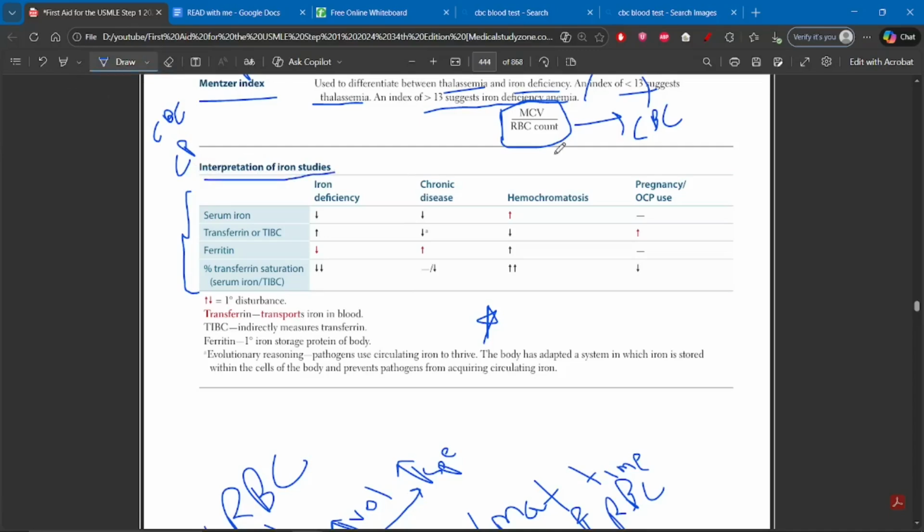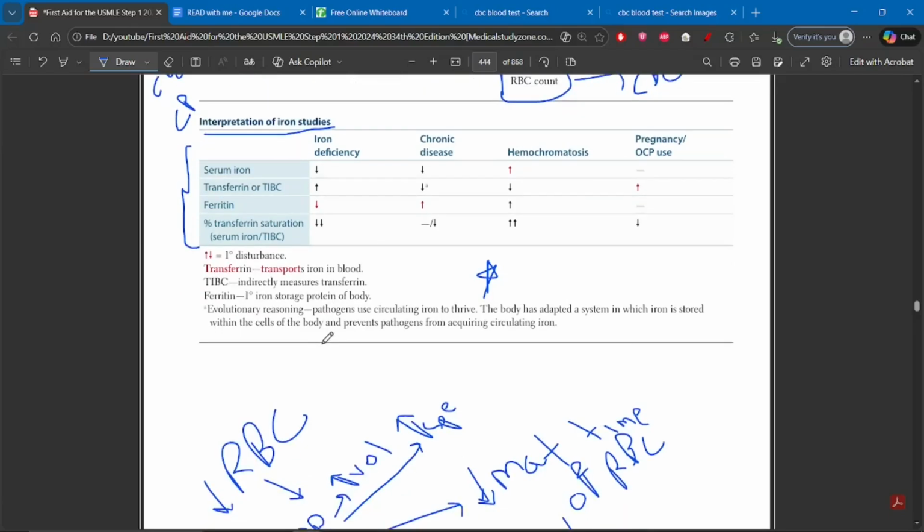This one. First of all, just keep in mind that these variables are given in the iron studies: the serum iron, the transferrin, the TIBC, ferritin, percent transferrin saturation. These are the variables that are given in the iron studies. Okay. Serum iron is relatively easy to understand. It's the level of iron that is in the blood.